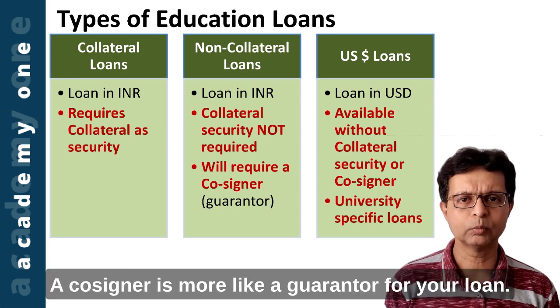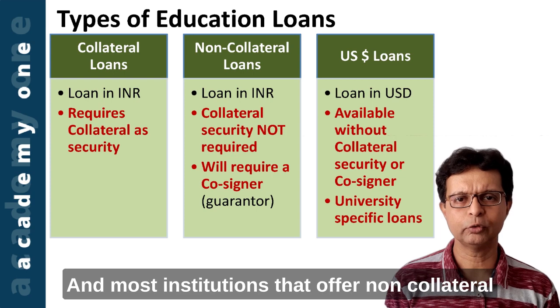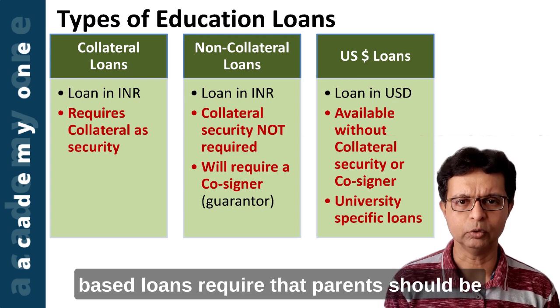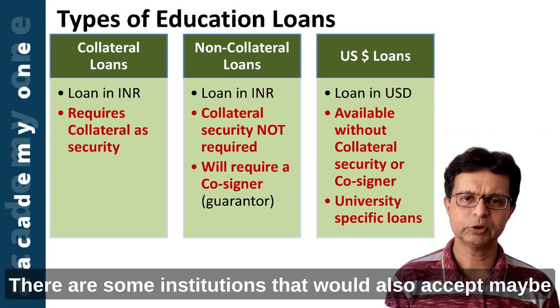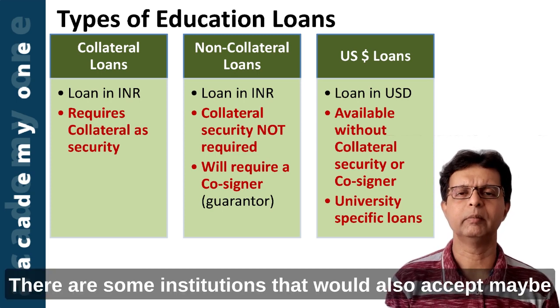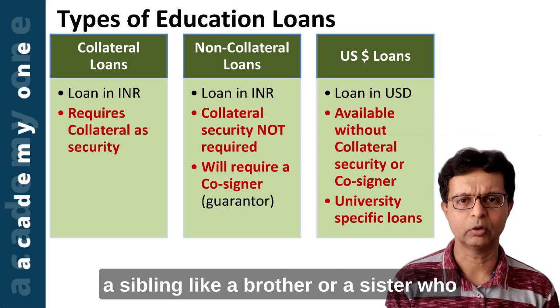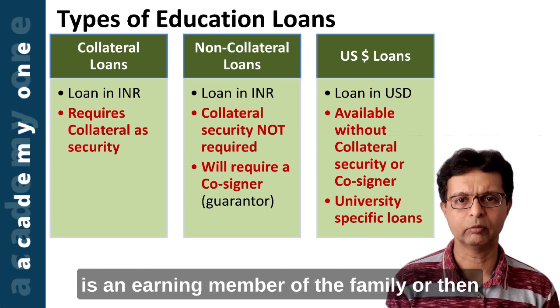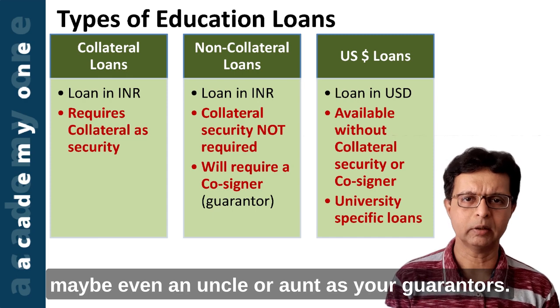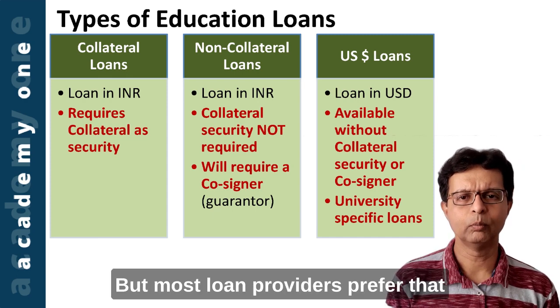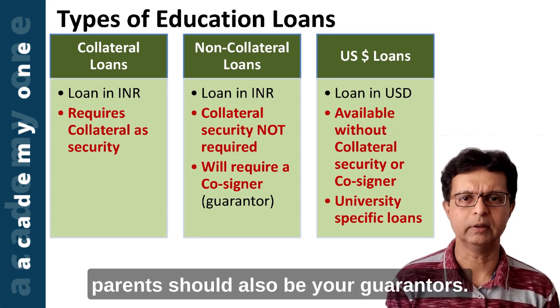A cosigner is more like a guarantor for your loan, and most institutions that offer non-collateral based loans require that parents should be the guarantors for the loan. There are some institutions that would also accept maybe a sibling, like a brother or a sister who is an earning member of the family, or then maybe even an uncle or aunt as your guarantors. But most loan providers prefer that parents should also be your guarantors.